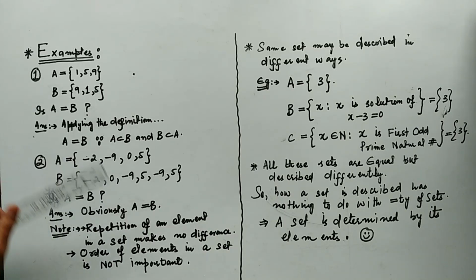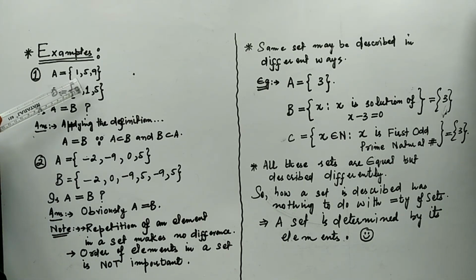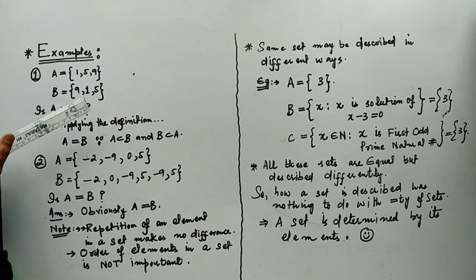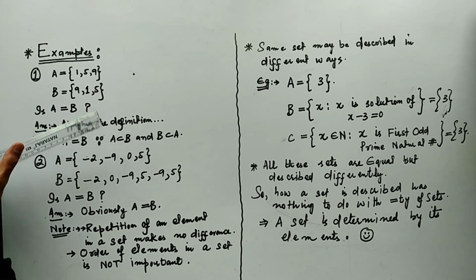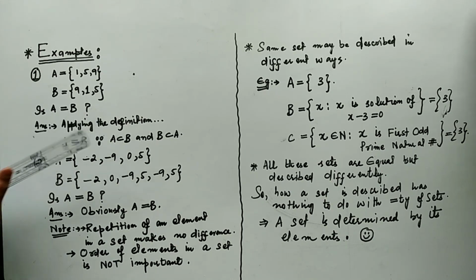Now you should note one thing here, and that is that the elements of this set are ordered in a different way from the elements of this other set. So this example indicates that you can have two sets which are equal in spite of the fact that their elements are not ordered in the same way. So for two sets to be equal, the order of elements is not important.